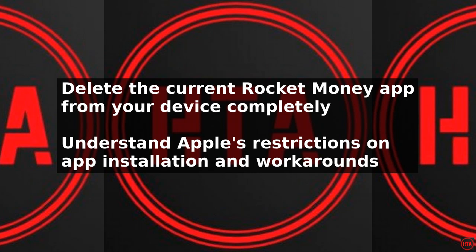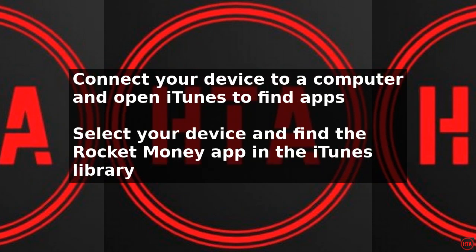Next, you will need to find a previous version of the app. You can do this by using a computer and iTunes. Connect your device to your computer and open iTunes. Select your device from the top left menu. Then click on Apps. Find the Rocket Money app and click on it.